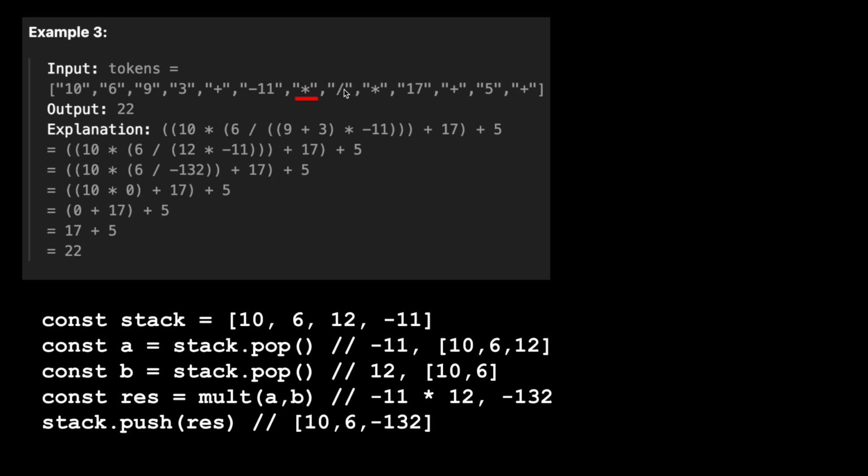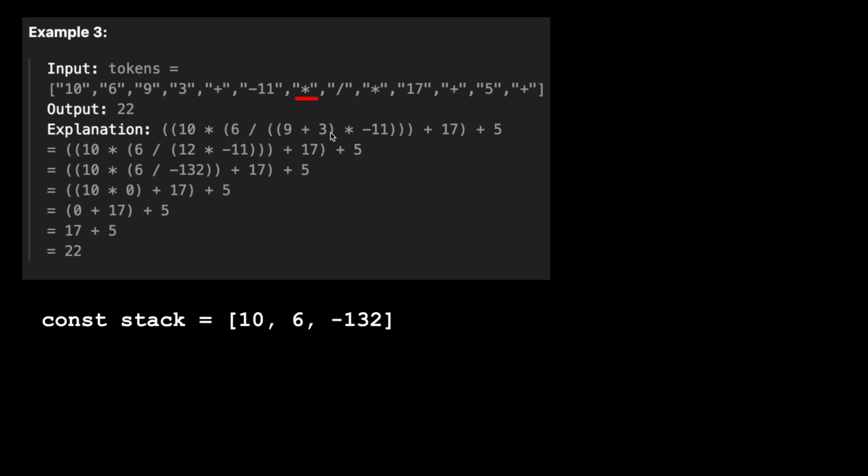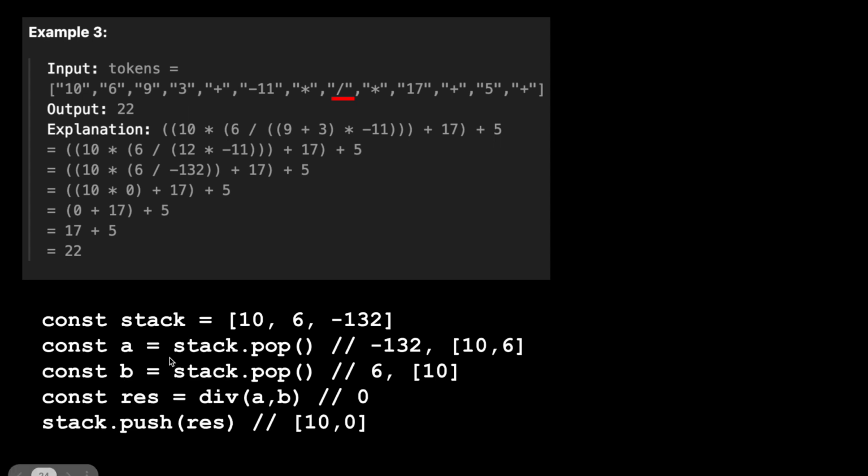We can see that it's going to be a division operation. So we see, okay, this is our current stack, 10, 6, negative 132. We encounter a division operation, so we have to do stack.pop, which is a value of negative 132, and which results in a stack of 10 and 6 because we pop that last value out. And then we pop again, we get that 6 out, and what's remaining in the stack is 10. And we do a division operation which ends up being 0, and then we push that back into the stack. So look at that. We are at 0 here.